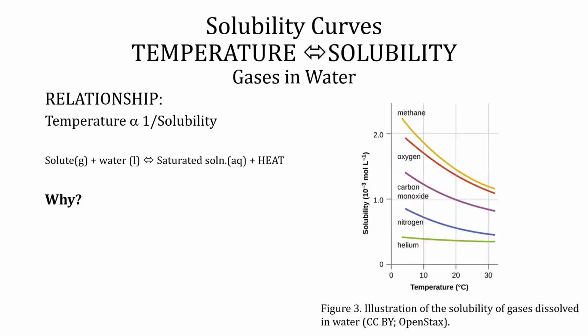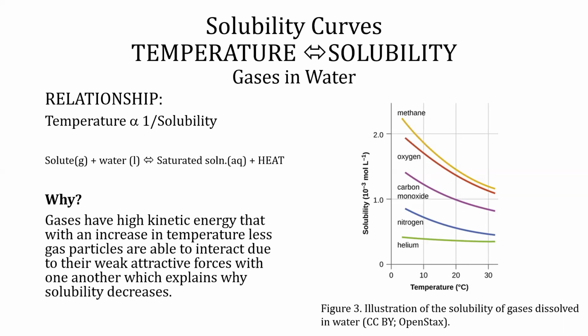In looking at the relationship between temperature and solubility for gases, there is an inverse relationship between temperature and solubility. The reason is that gases have the highest kinetic energy, and with an increase in temperature, fewer gaseous particles will be able to interact with other particles due to the weak attractive forces present, which explains the reason for the solubility decreasing with temperature.